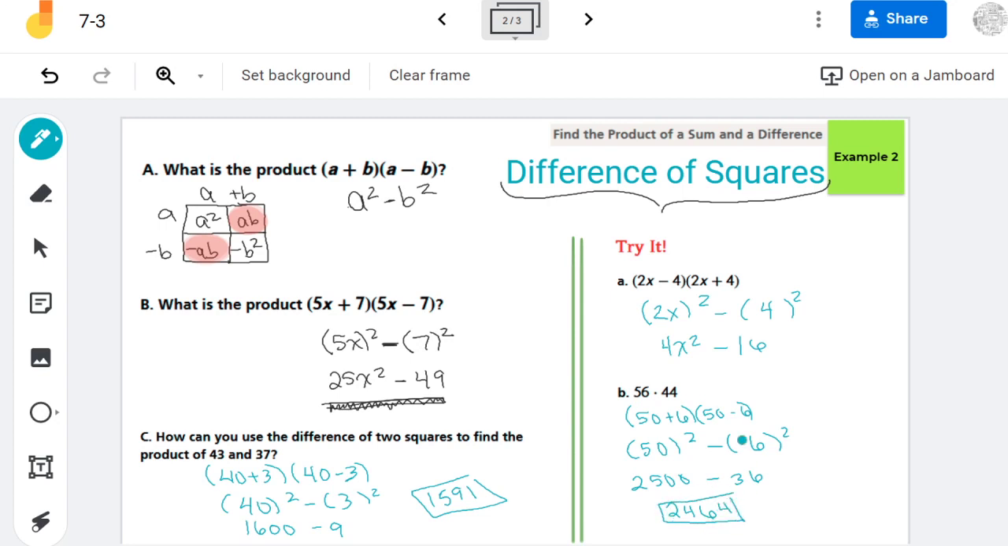So there you have it, guys. This is the difference of squares. Like I said, a very big deal. Make sure that you know this pattern.